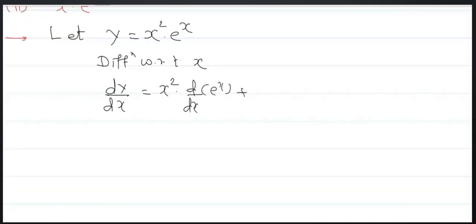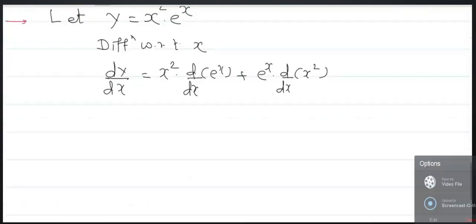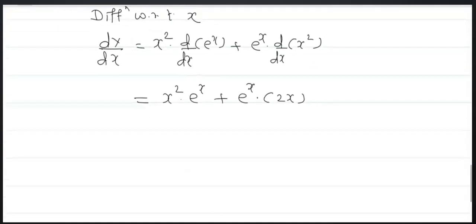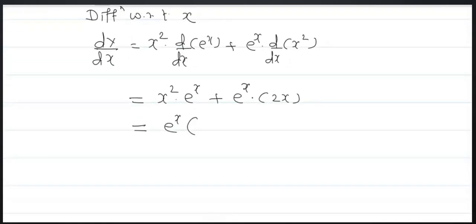x square into d/dx of e raised to x plus e raised to x into derivative of x square. That's it. x square into derivative of e raised to x plus e raised to x into d/dx of x square. But what is the derivative of e raised to x? It is e raised to x. And what is the derivative of x square? It is 2x. Now see this. Next is e raised to x in bracket x square plus 2x. This is the dy by dx.